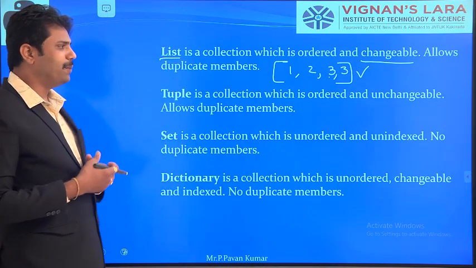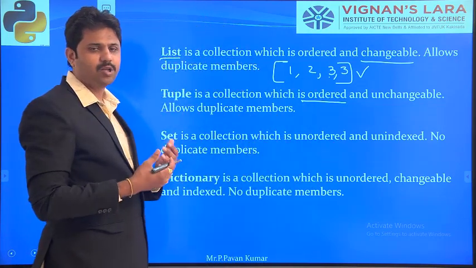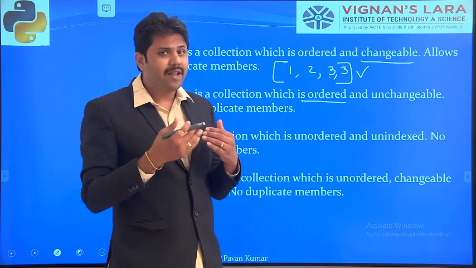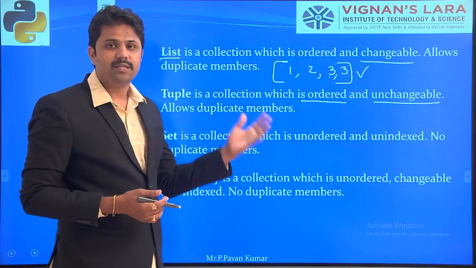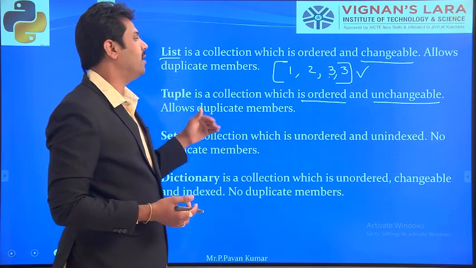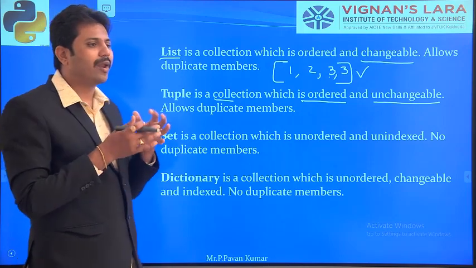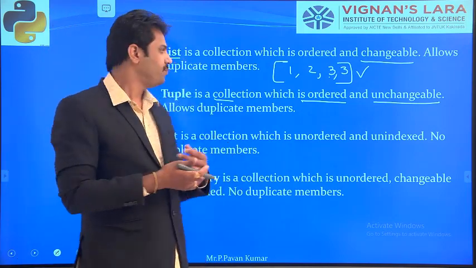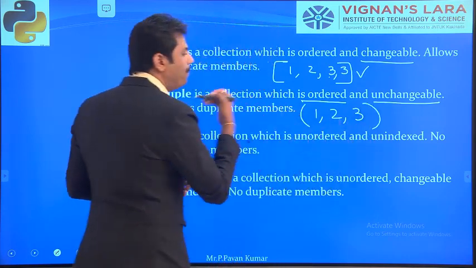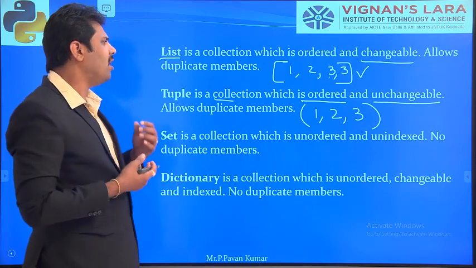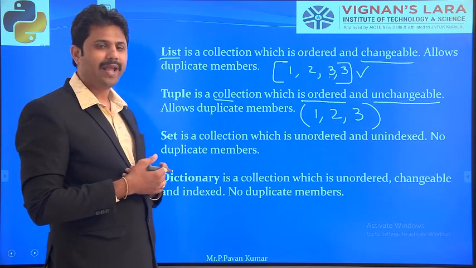Next, tuple. A tuple is also ordered. The difference is that it is unchangeable. List is changeable, it allows changes, and here tuple doesn't allow changes. Once you create a tuple, you can't change it. You can represent a tuple with parentheses, and it also allows duplicates. Like a list, it also allows duplicate items.